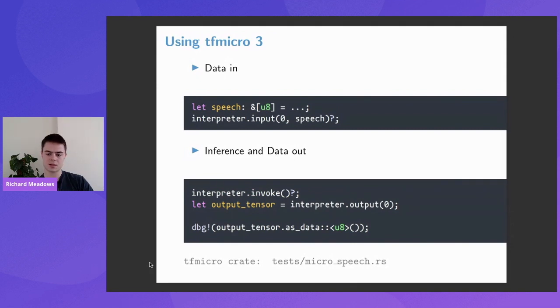Once that's done, we're almost there. The invoke method actually runs the model, and this is what normally takes the time, so this is quite processor intensive. After that, we can get the output tensor. That's pretty much all there is to it. If you want to see all this code in an example, in the TF micro crates, it's one of the tests, so you can see all this code making a full program.